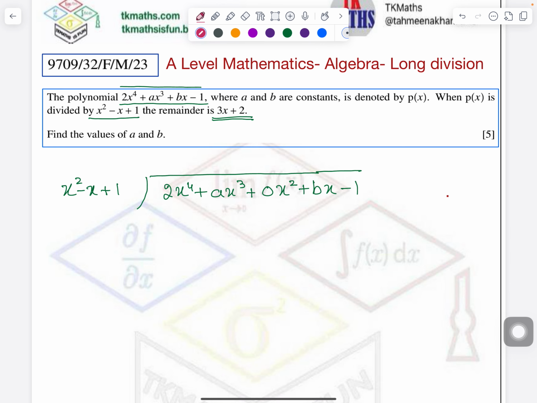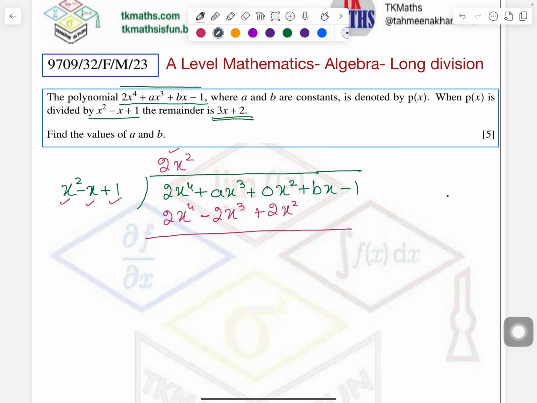So let's start. First of all, you multiply x² by a term to get 2x⁴. This is the target. So x² multiplied by 2x² will give you 2x⁴. Now this 2x² will multiply by −x, so it becomes −2x³. Then it will multiply by +1, so you get 2x². See, you have gotten the term with x², and that's why we needed 0x² here.